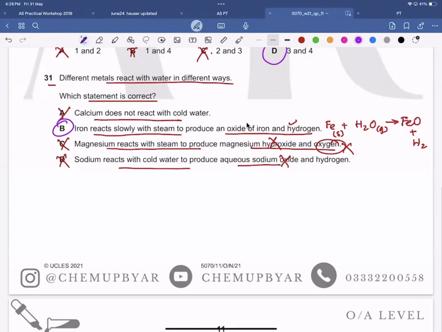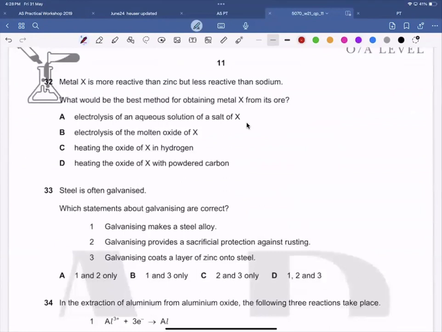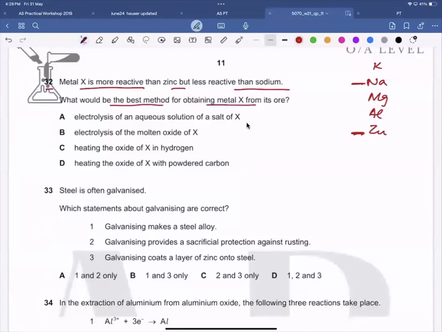Okay. Now, question number 32. Metal X is more reactive than zinc, but less reactive than sodium. So it means here we have sodium, magnesium. No, it's not magnesium. Potassium, sodium, magnesium, aluminium, zinc. So here it is sodium and here it is zinc. What would be the best method to obtain the metal X from its ore? For all of these, we do the electrolysis. So electrolysis of the aqueous solution of a salt of X.